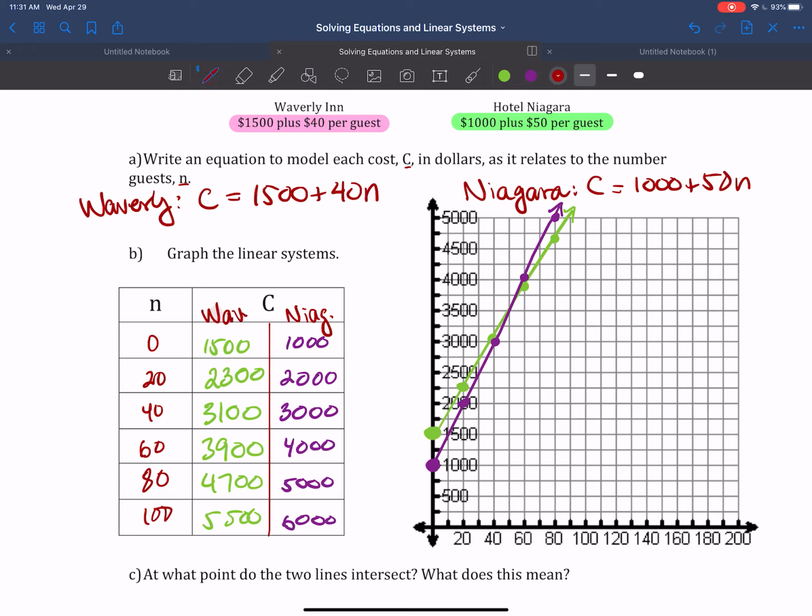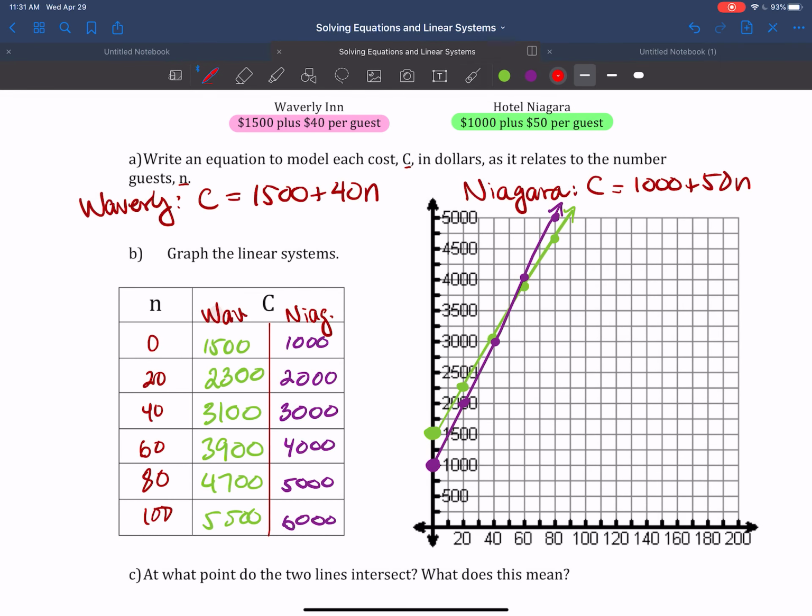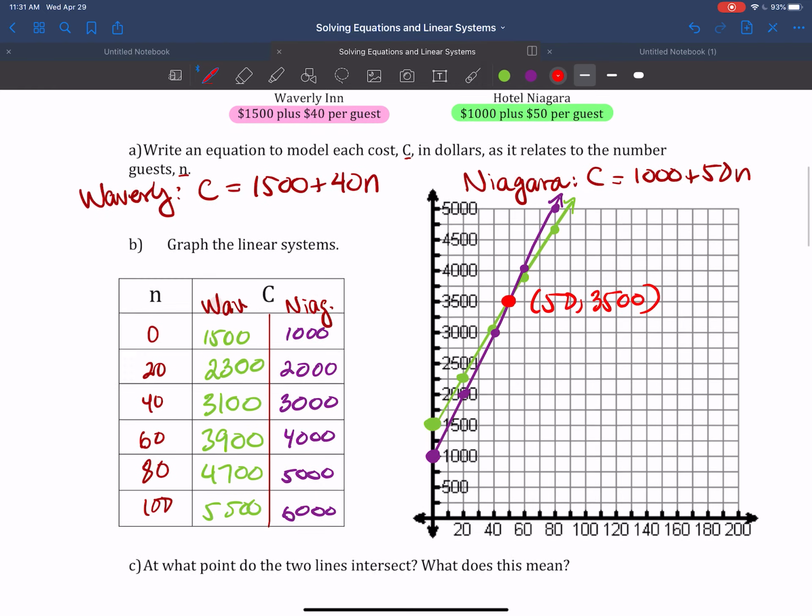So, as we can see here, it looks as though at 50, approximately, we have a point of intersection. 50, 3,500. Now, this could be an estimate. It may not be the exact answer that we would find algebraically, but according to our graph, it's what it looks like.